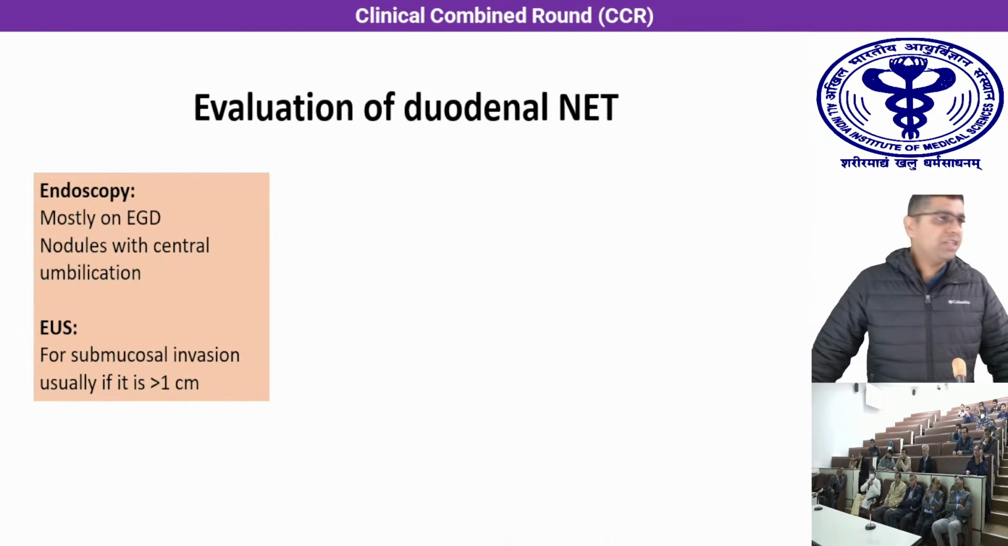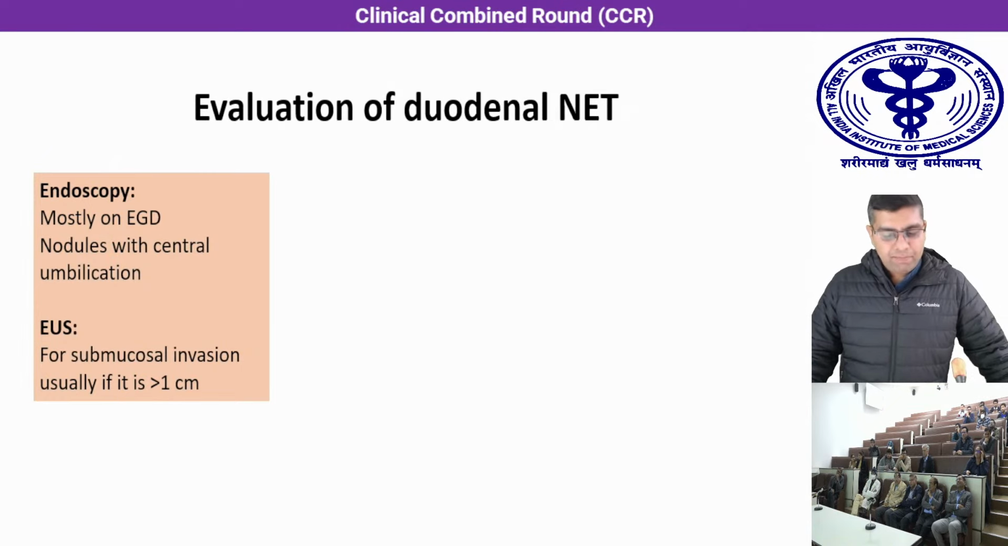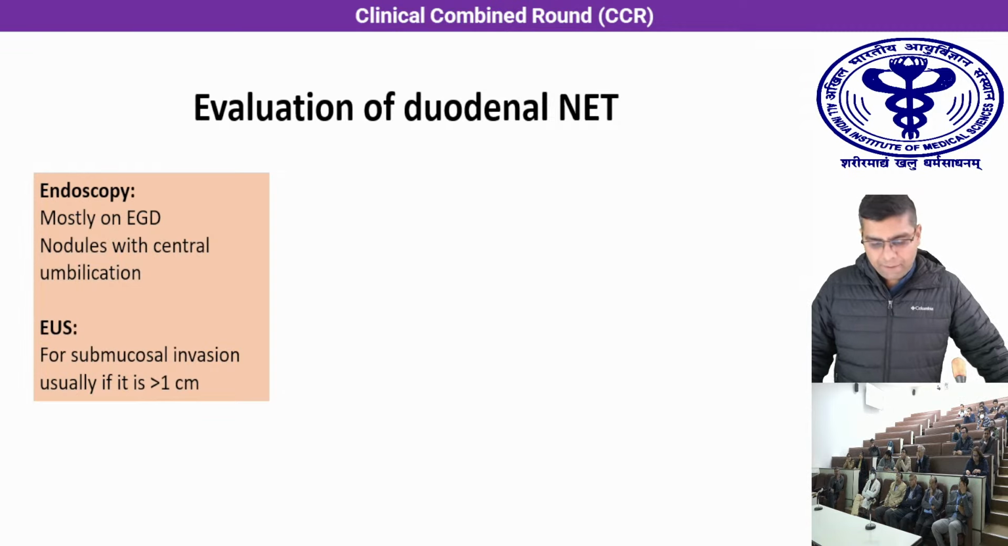Overall, for the evaluation of duodenal NET, an upper GI endoscopy is a must, and initial biopsy is required for the confirmation. These lesions present as nodules mostly, and they have a central indentation as the size increases, which otherwise signifies that the invasiveness of the lesion increases.